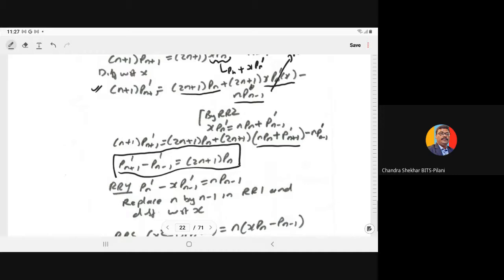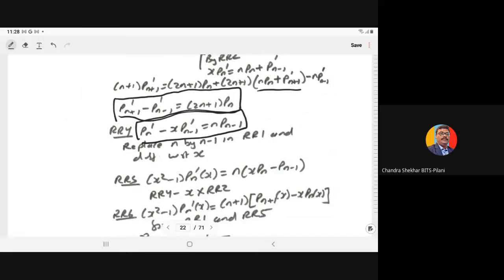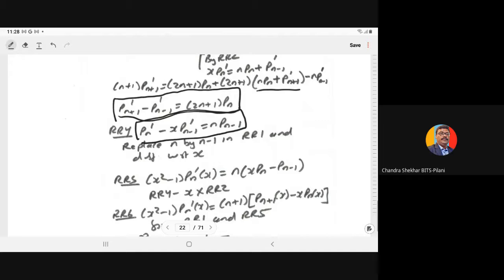Now recurrence relation 4 is the relation between P'n, P'n-1 and Pn-1, right? What is the recurrence relation 4? It is P'n minus x P'n-1 is equal to n into Pn-1. So in this case, the recurrence relation is always true for all n, right? Just put n is equal to 1, 2, 3, or whatever, n is equal to m, n is equal to p. It is true for all n.